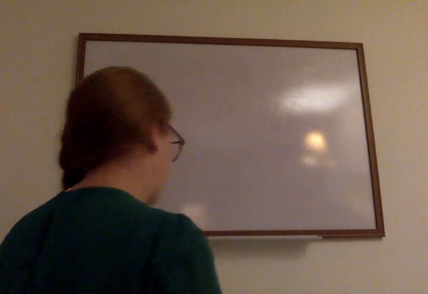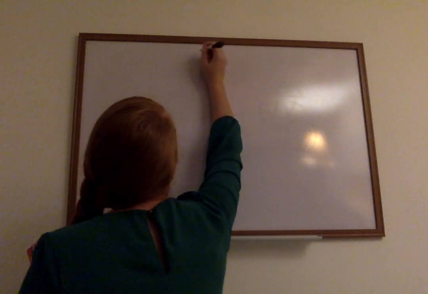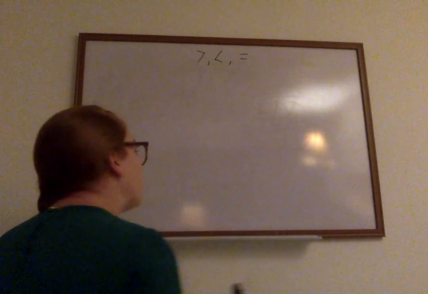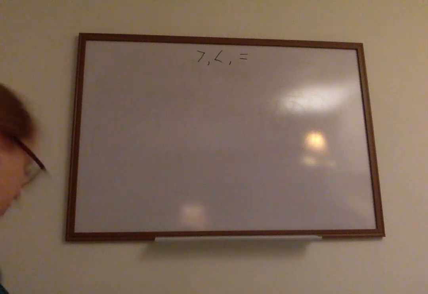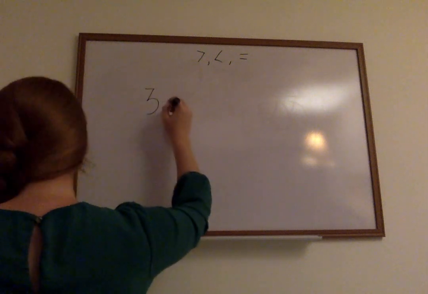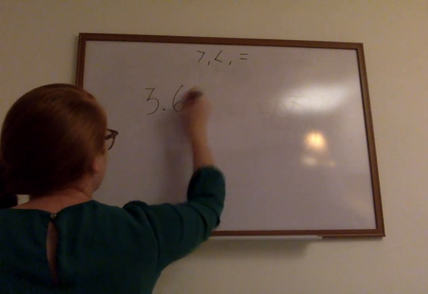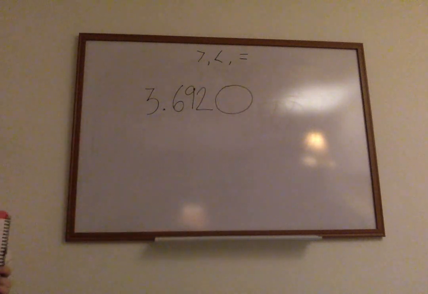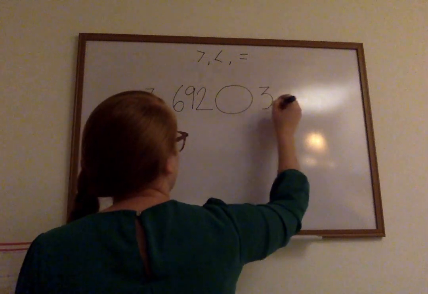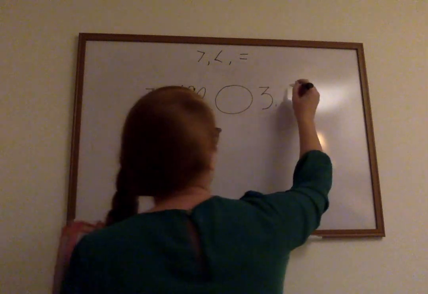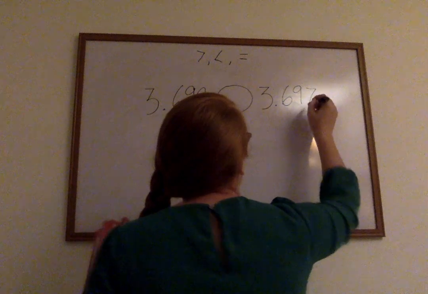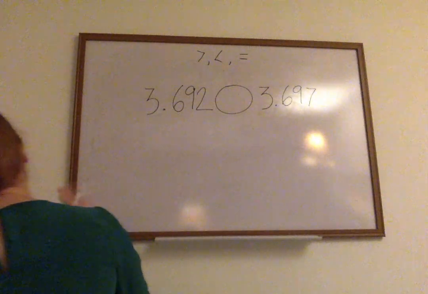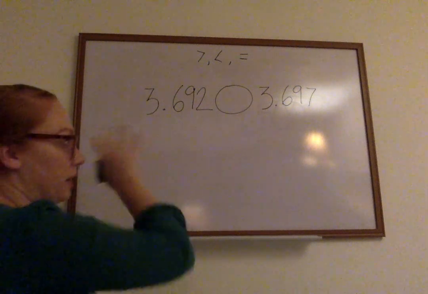So when we did comparing decimals, they're going to use these different signs to determine which one is bigger, or if they're equal to each other. So if they have 3 and 692 thousandths, and they're comparing it to 3 and 697 thousandths, when you're comparing decimals, your students are always going to start on the left-hand side. So how we read, left to right.